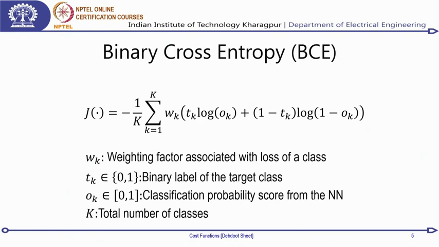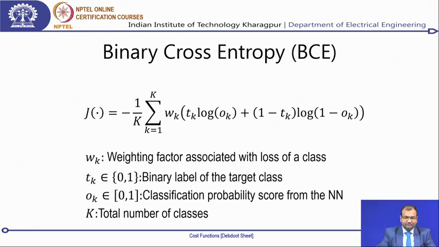The first one is called binary cross entropy, and it is typically defined in this form, where you have a weighing factor associated with the loss for a particular class. So, say I am looking at, this is typically where you take a k-class classification problem.